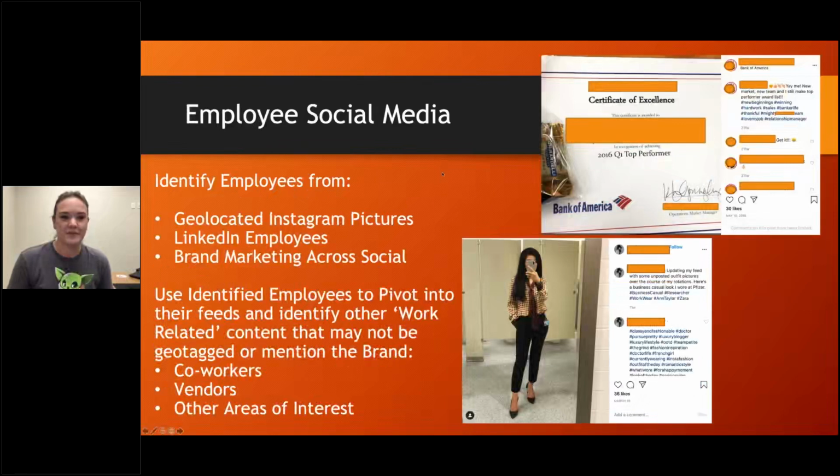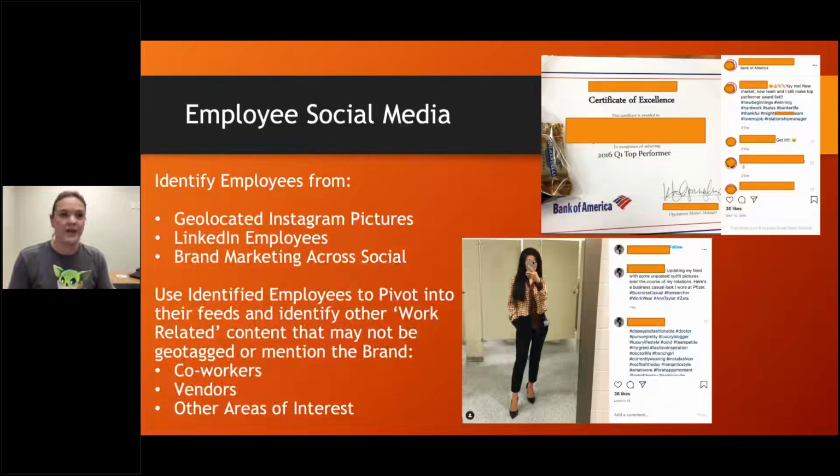Once you've identified the employees, you can get into their social media and learn a lot about the business. I personally love geolocated Instagram pictures. The branding and the marketing across social, which we talked about, but using these employees, you can pivot into their other posts. So they post one thing, it's geotagged to work, it's got their coffee cup in front of their monitor, whatever. So now go look at their whole feed and see if there are any other pictures that are relevant to work that maybe weren't geotagged to work.